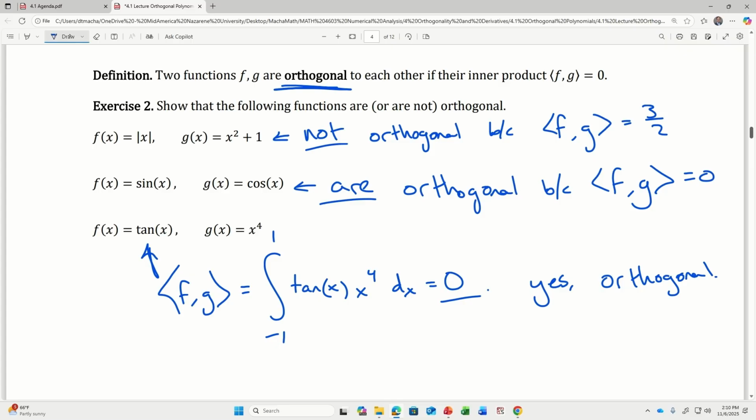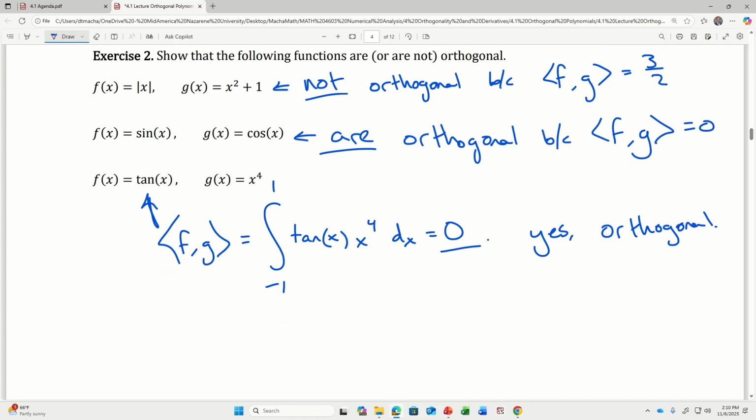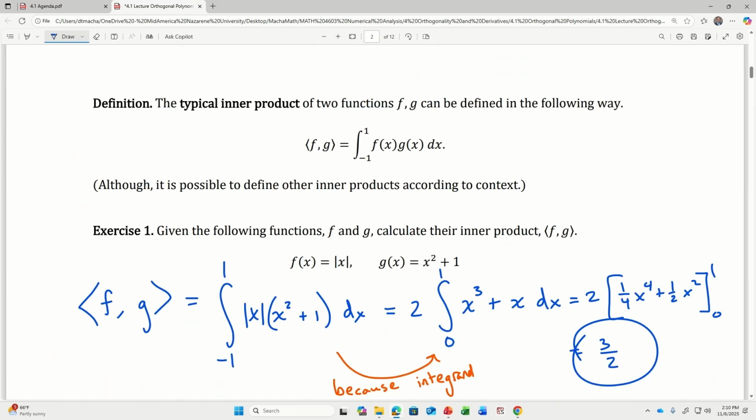Does everything make sense so far? Question: are the bounds always -1 and 1? For this inner product, whenever I say the typical inner product, then yeah, the bounds will be -1 and 1.